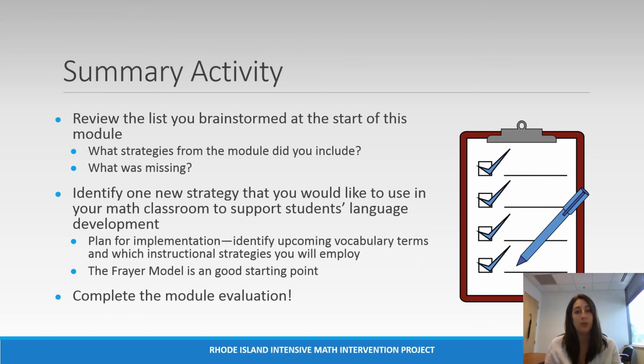If you do not already use the Frayer model within your classroom, it is a good starting point as it is easy to incorporate into your instruction. We have provided 2 blank versions of the Frayer model, the traditional version with facts and characteristics, and the modified version where students draw an illustration. These are available in both English and in Spanish in the Implementation Resources folder.